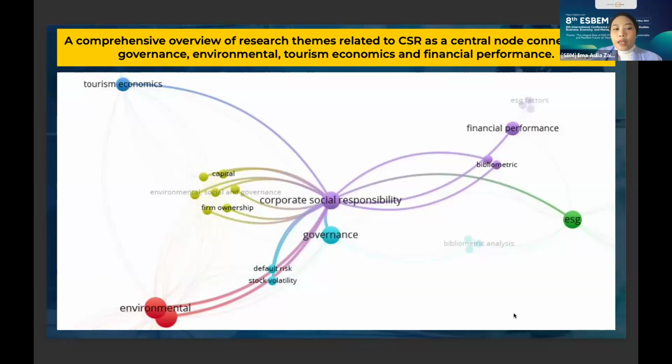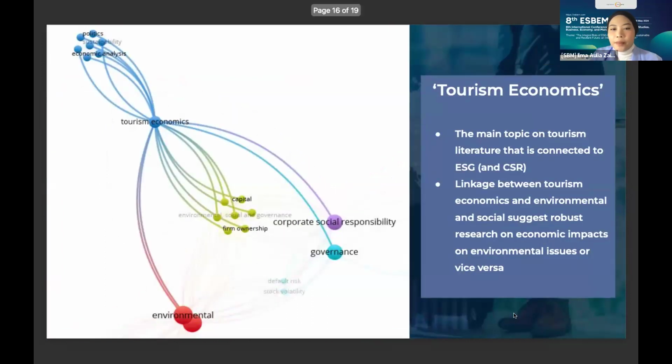So as you can see, in terms of this analysis, CSR is a highly interconnected research area, which is significantly linked to environmental issues, governance practices, ESG factors, and financial performance. This clustering also highlights how different aspects of CSR are studied in conjunction with each other, reflecting its multifaceted, multidisciplinary nature and broad impact across various domains. Okay, next, please. Now, what about tourism?